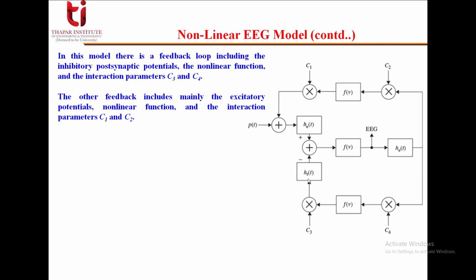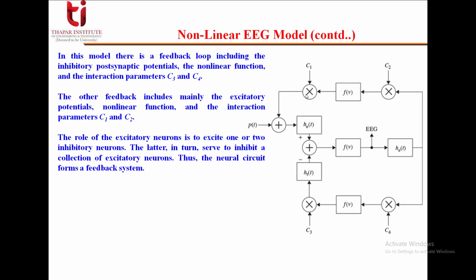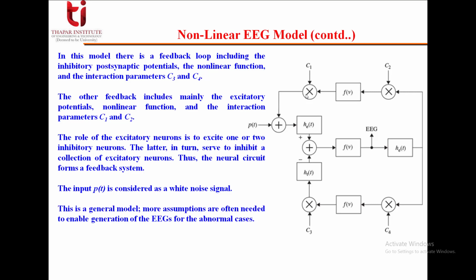Other feedback includes mainly, you can see in the upper part, the excitatory potential, and again the nonlinear function f(v) with the interaction parameters C1 and C2. The role of excitatory neurons is to excite one or two inhibitory neurons. The latter in turn serve to inhibit a collection of excitatory neurons. Thus, the neural circuit forms a feedback system. The input PT is considered as a white noise signal.